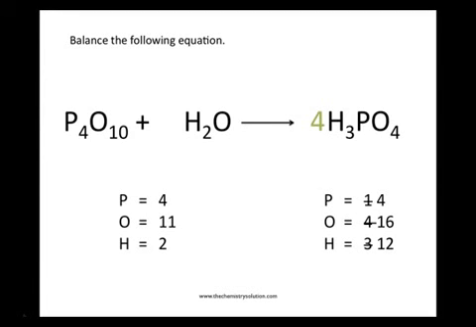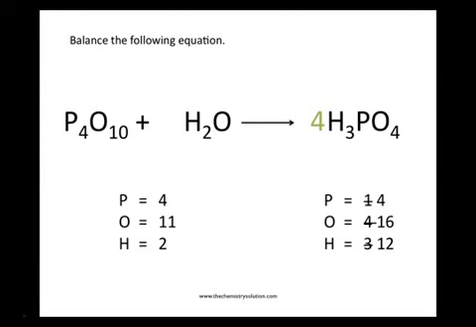So to determine the number of oxygen atoms I now have on the product side, I multiply the coefficient by the subscript on the oxygen, which gives me 16. And to determine the number of hydrogen atoms I have on the product side, I multiply the coefficient by the subscript on the hydrogen, which gives me 12 hydrogen atoms.